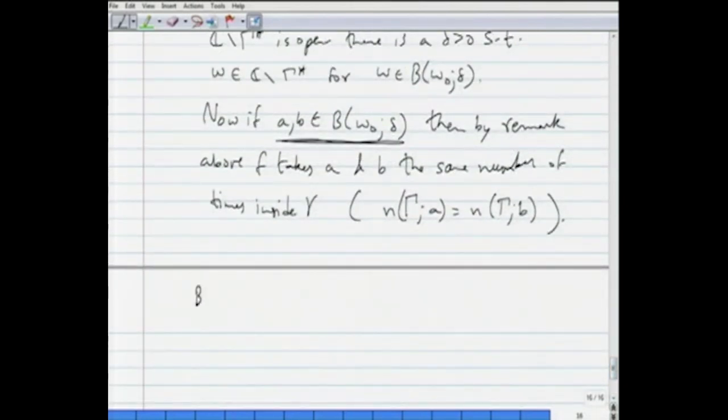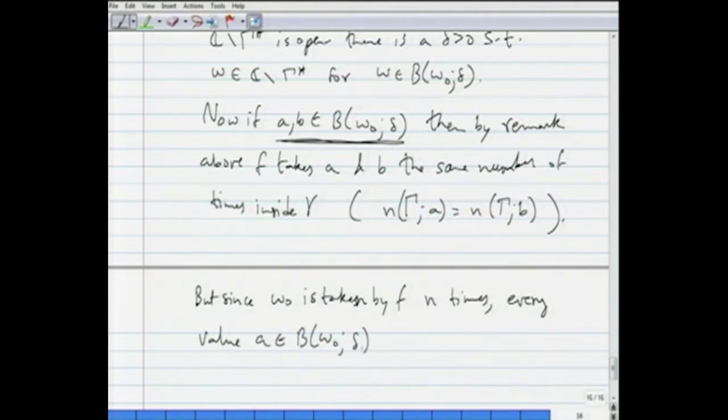Since the value w naught is taken by f n times, every value a belonging to the ball B(w naught, delta) is taken n times by f inside little gamma, counting multiplicity. This is exactly what we wanted.